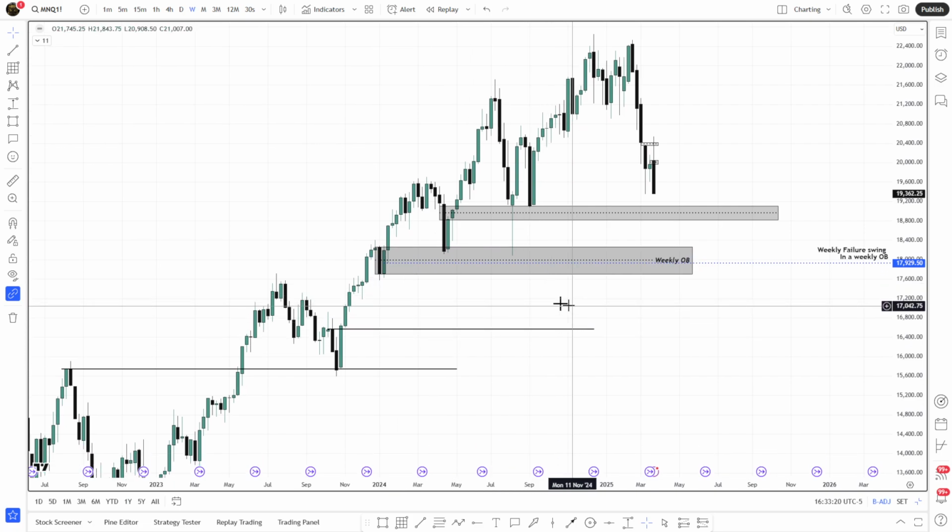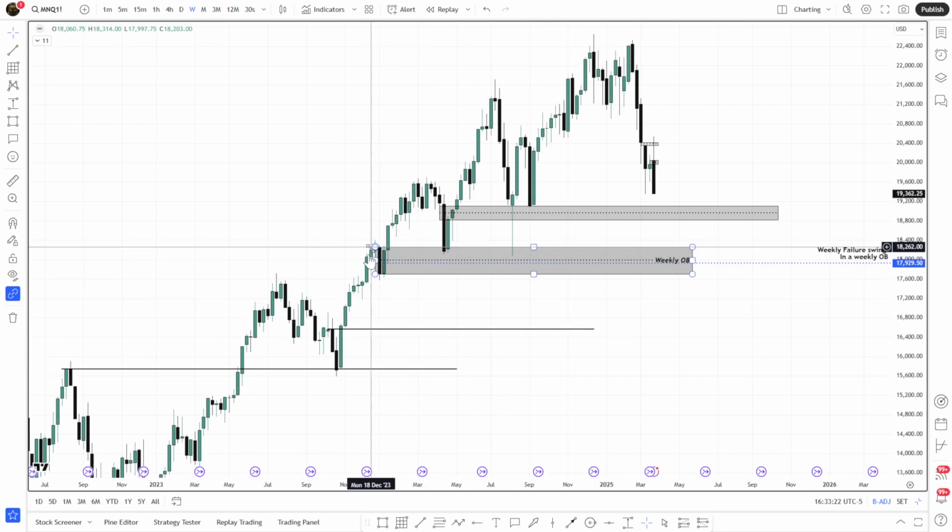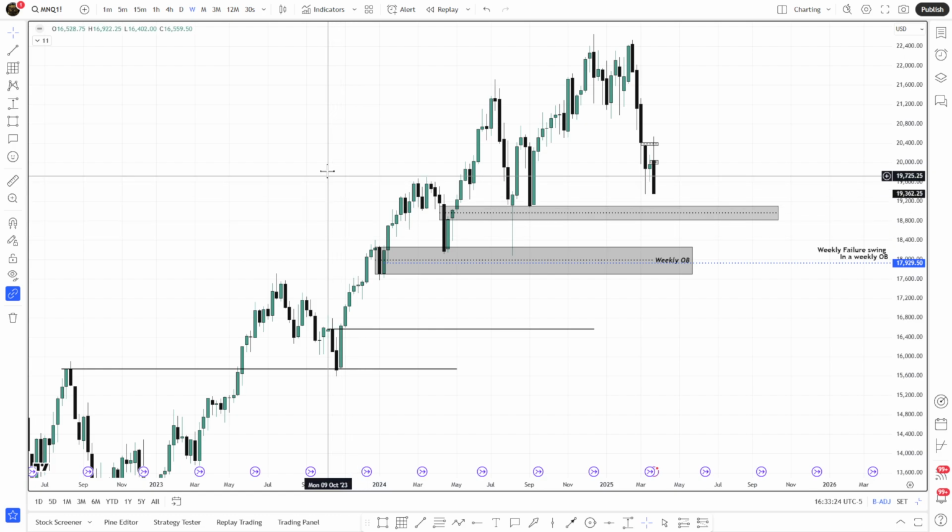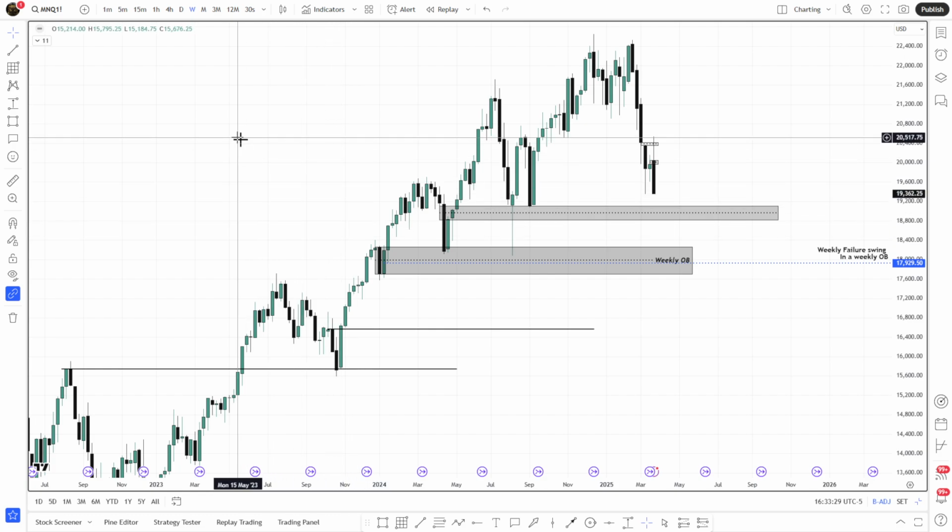And you can see plenty of examples of that too, where price will drive through previous order blocks because it's hunting something lower. So it might give an initial reaction or it might react out of it a couple times, and then the next time it could totally drive through it.